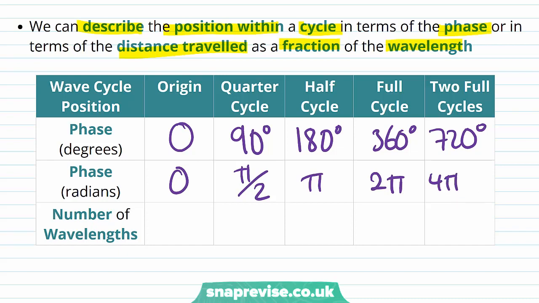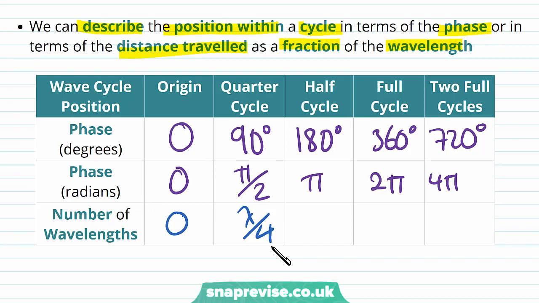So the reason we usually tend to express phase in terms of radians rather than degrees is that we can see that adding up degrees produces quite large numbers, whereas adding up radians doesn't produce such big numbers. So it actually makes it easier to use radians because we're not dealing with such big numbers after a lot of oscillations. And finally, let's consider the number of wavelengths. So at the origin, we have 0 wavelengths. At a quarter of a cycle, we'll have covered a quarter of a wavelength. Remember, one full cycle corresponds to the distance travelled by the wave in one wavelength.